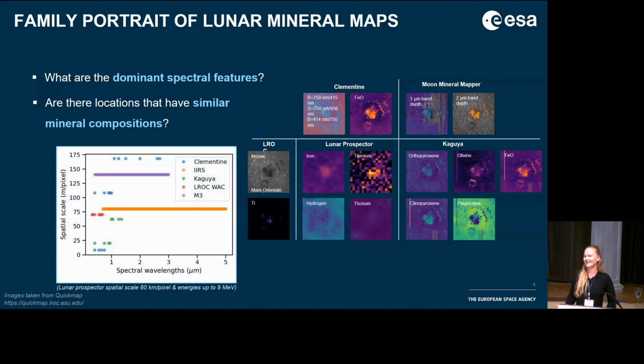So in order to attempt to answer these questions, I made this overview of the different instruments that we have. On the y-axis is the spatial scale, and on the x-axis you see the spectral wavelengths. So the idea here is to have something with a good spatial scale and also broad wavelength spectrum. So for this reason, we chose to use the Moon mineral mapper. You might notice here as well that actually the IIRS has a better spatial scale and also broader spectral wavelengths, but at the time this analysis was initiated, it was not fully published. So that's why we went with the Moon mineral mapper.